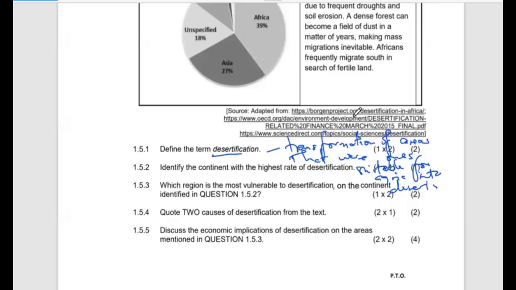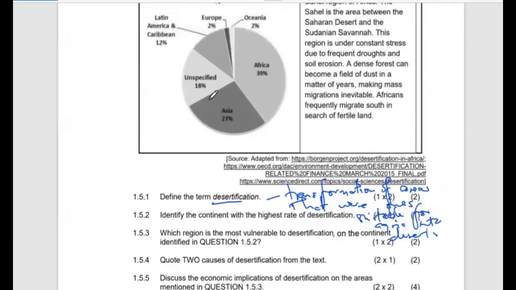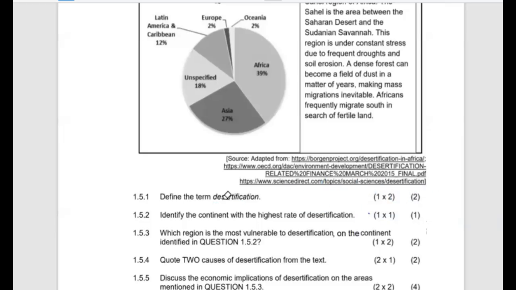Then identify the continent with the highest rate of desertification. If you check on the pie presentation here, Europe has 2%, Oceania 2%, unspecified 18, Latin America 12, Asia 27, Africa 39. So Africa, according to the comparison, the relative figures there that we have, it has the highest of 39%. So the African continent is the one having the highest rate of desertification. Right.